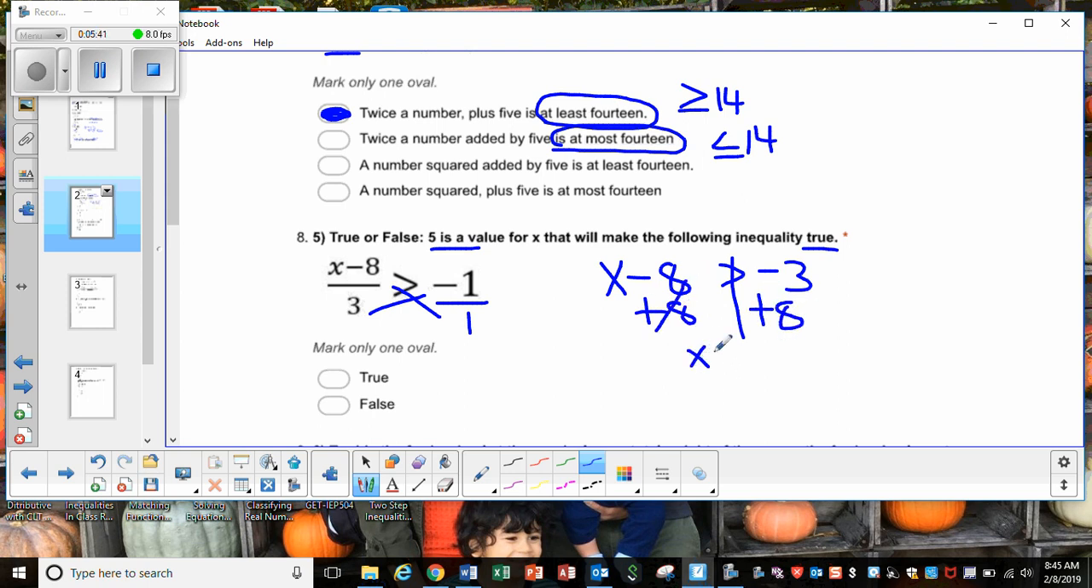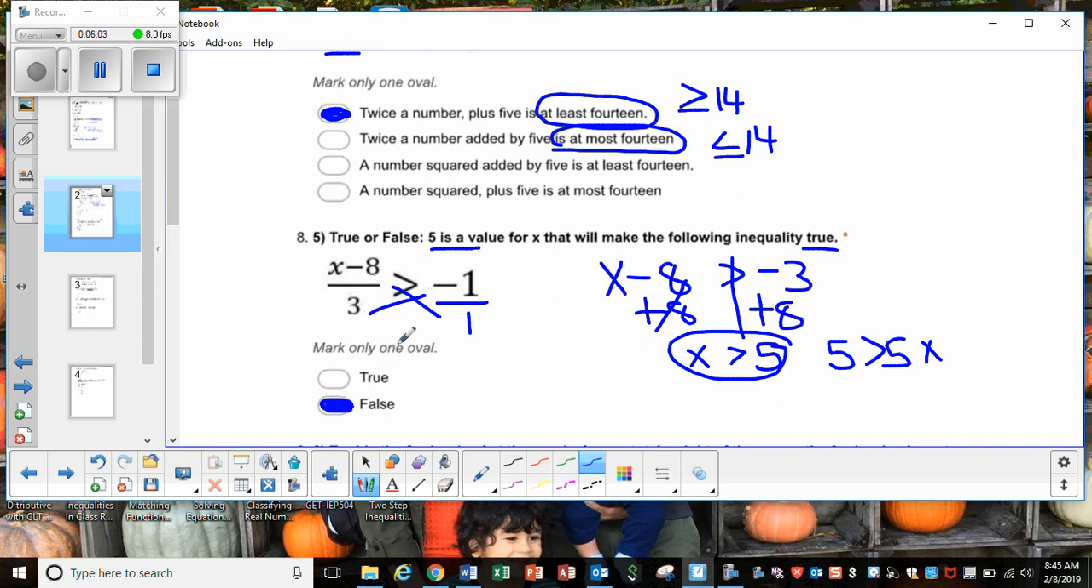So x, I found out now, must be greater than 5. This question is saying true or false. 5 is a value for x that will make the following inequality true. So this question is saying, is 5 greater than 5? No, it is not. So this statement is false. So that's one method that you could do this.